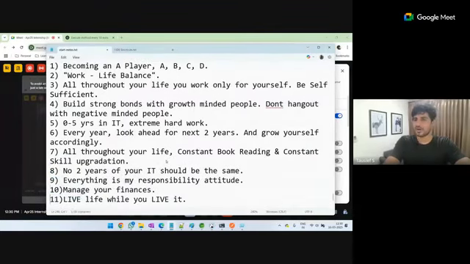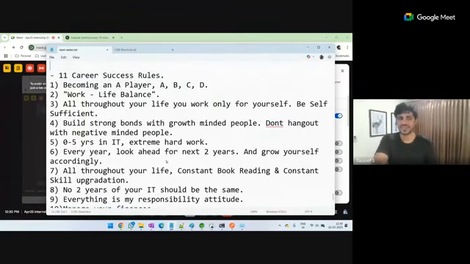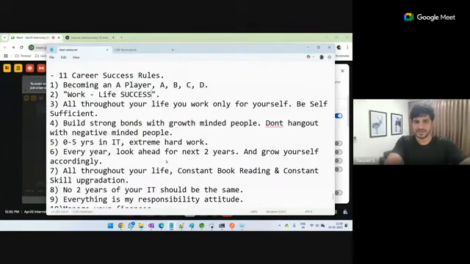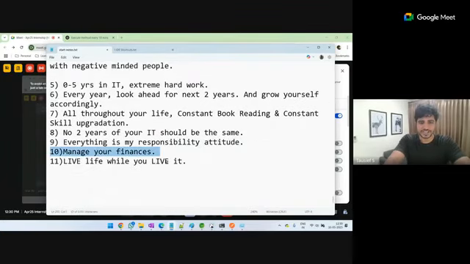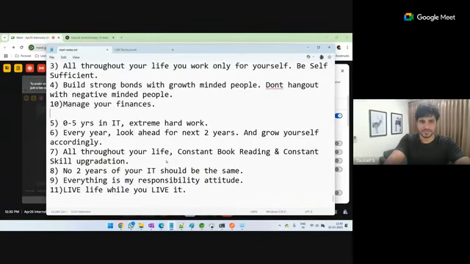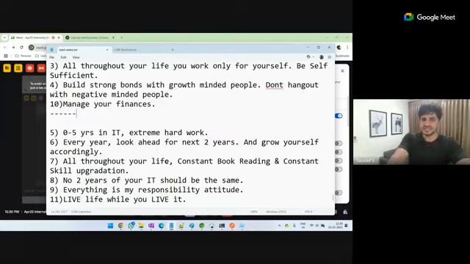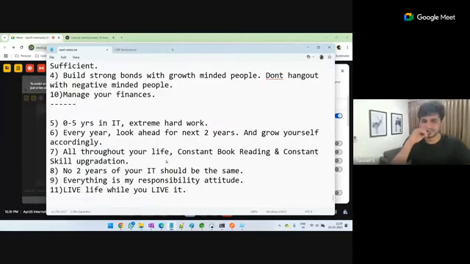Same thing, but I have organized it as a 11 checklist, right? Shagun ke 11. So that's 11 career success rules. We already discussed ABCD, work-life success. All throughout your life, you work with yourself. You work for yourself. Next, build strong bonds with growth-minded people. We discussed this. We even discussed financial management and planning. So till this point, we have discussed earlier. Let's just quickly walk through other things.